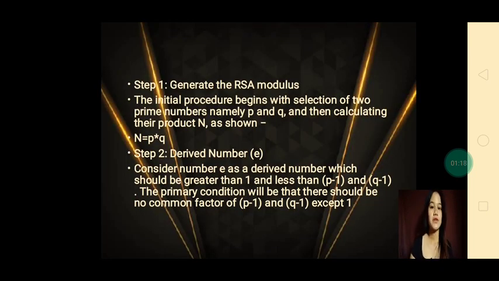Step 1. Generate the RSA modulus. The initial procedure begins with selection of two prime numbers, namely P and Q, and then calculating their product N, as shown: N equals PQ. Step 2. Derive number E. Consider number E as a derived number which should be greater than 1 and less than (P-1) and (Q-1). The primary condition will be that there should be no common factor of (P-1) and (Q-1) except 1.